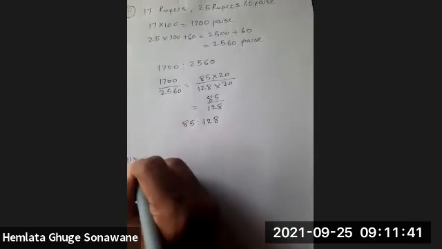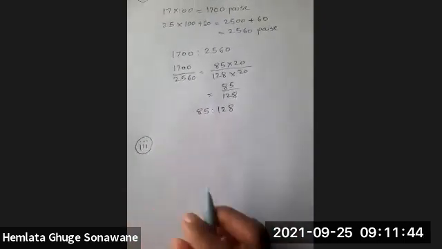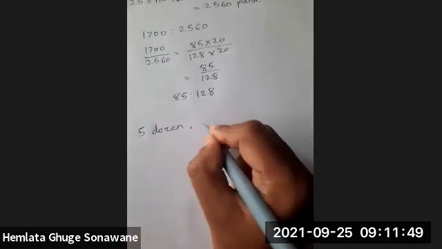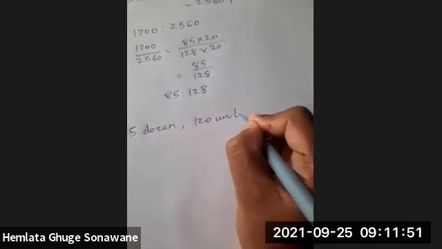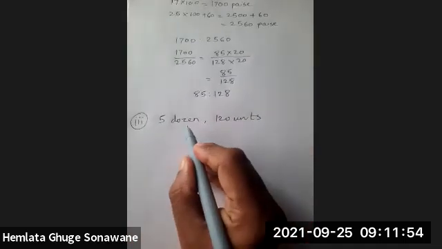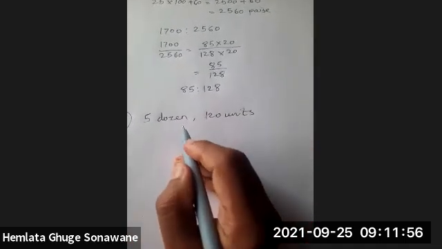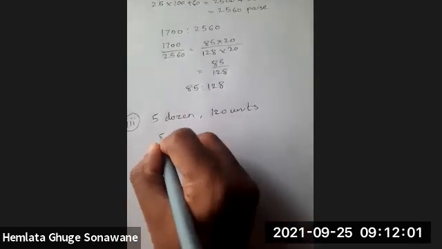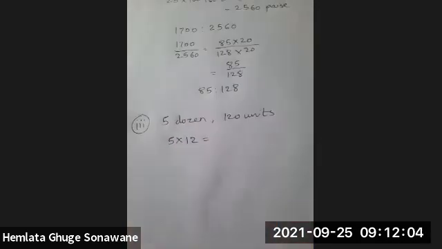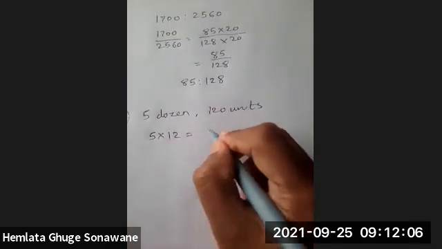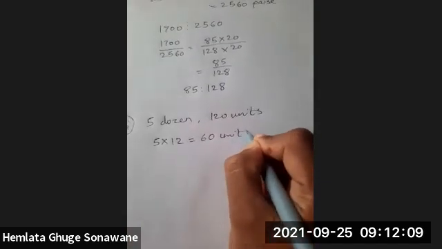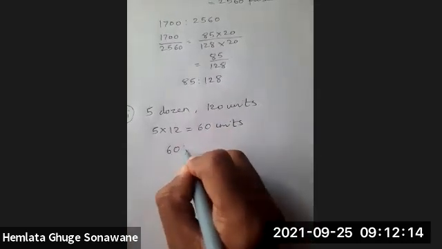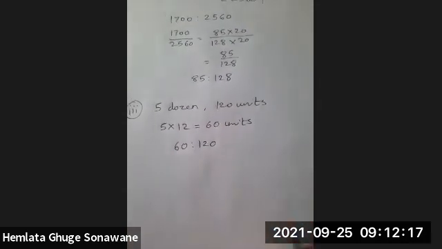We'll take the third one. Third example is 5 dozen and 120 units. Now we have to convert 5 dozen into units. We know that 1 dozen is 12 units, so we'll multiply 5 with 12. So 12 5s are 60. That is 60 units. Now we'll find out the ratio for 60 as to 120.